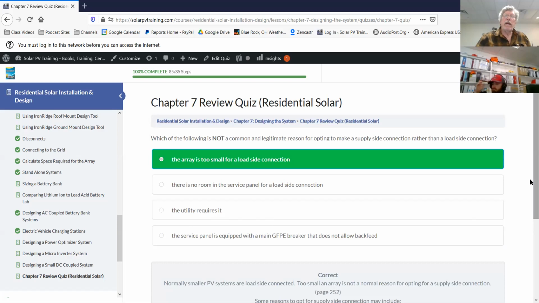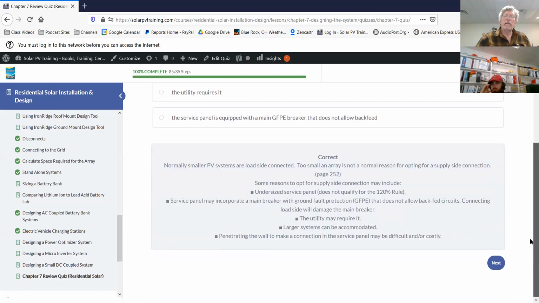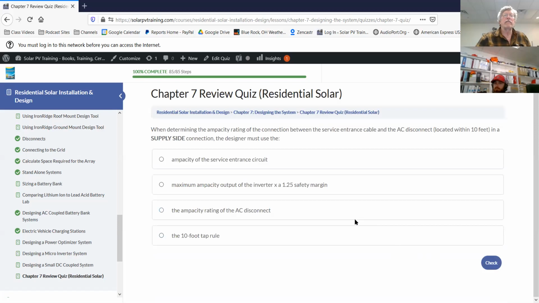In a case like these, you might put in a sub panel, or you might just simply have to do a supply side connection. When determining the ampacity rating for a connection between the main service panel or the service entrance cable and the AC disconnect, when it's located within 10 feet, the designer must use, well, the ampacity of the service entrance circuit. That's not true. The maximum ampacity times 1.25 of the inverter. Well, that's also not true. It's going to be the 10-foot tap rule.